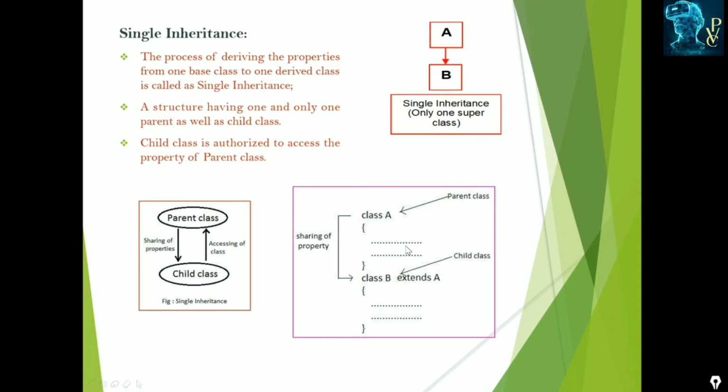This is class A, the old class which has its own variables and methods. It shares the properties with class B, which is extended from A. Class B is the new class. We call B the child class and A the parent class. So B is created from the existing class A. This is the definition of single inheritance: the process of deriving a new class from an existing old class is called single inheritance.